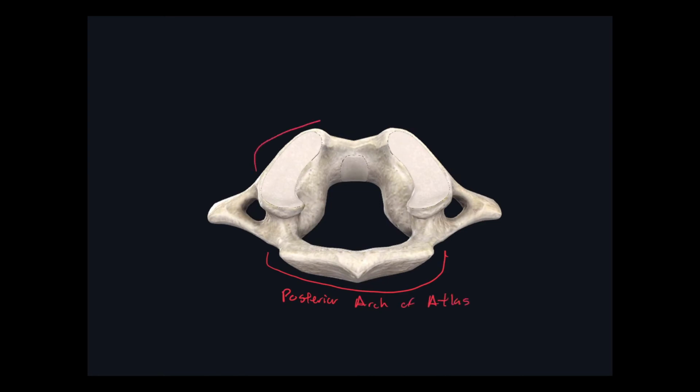Which means that this arch right here is the anterior arch of the atlas, where the anterior arch of the atlas and the posterior arch of the atlas unite right here. This is going to be called the lateral mass of the atlas. And those are all the landmarks that we need to know for the atlas.